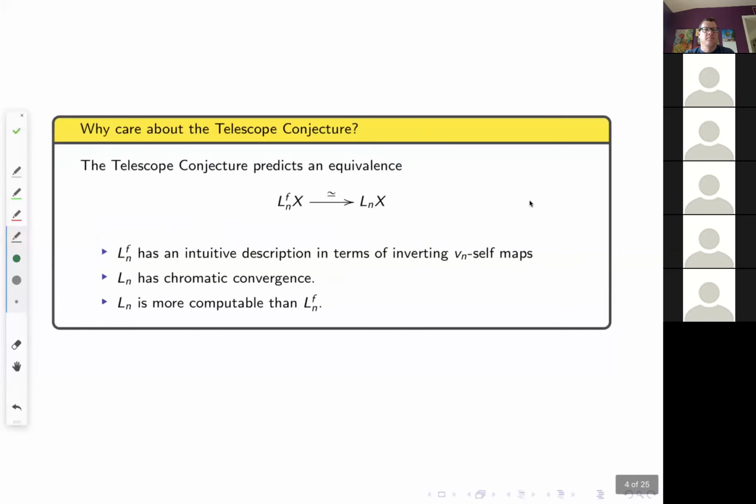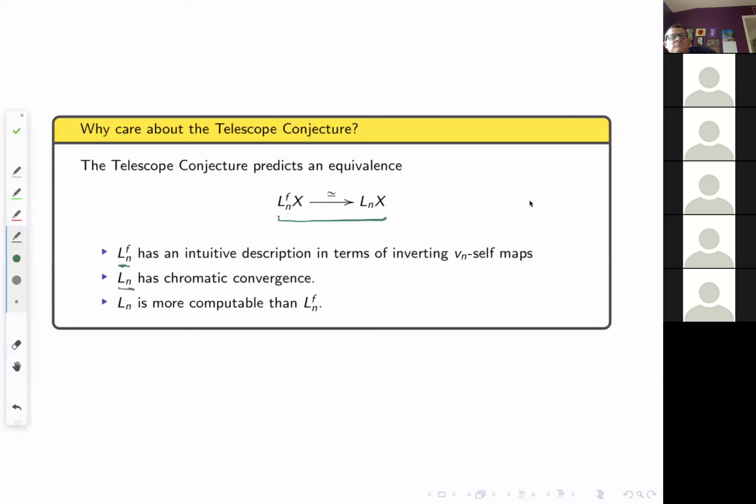Okay, so first let me launch into saying, why care about the telescope conjecture? The telescope conjecture predicts an equivalence between these two functors. The left one has an intuitive description in terms of inverting v_n self-maps. So it captures these periodicity phenomena that first came up in Adams's study of the image of J. So it's doing the thing we were interested in encoding.